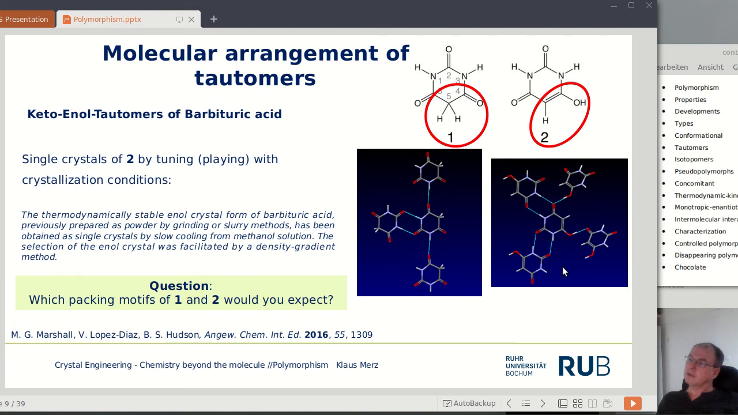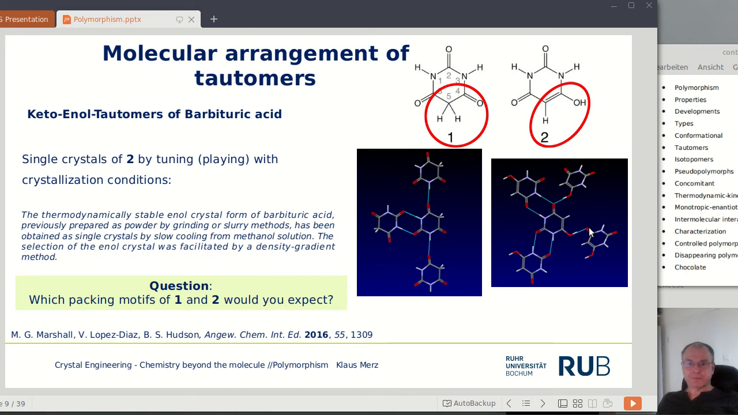and also interesting, one keto function, here the keto group, is involved in 2 different intermolecular interactions, with the amide pattern and a 1-point interaction to the neighboring hydroxy of the enol function. So the enol function here forms 1-point hydrogen bonds with a neighboring CO double bond. So, did anyone suggest successful?